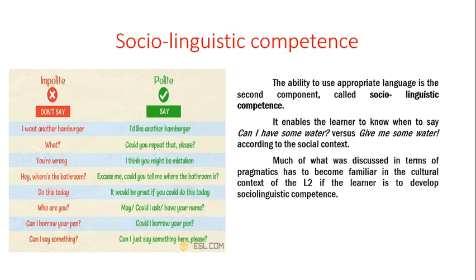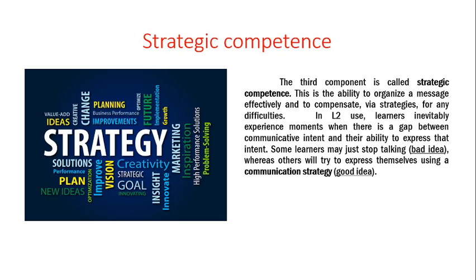It enables the learner to know when to say, "Can I have some water?" versus "Give me some water," according to the social context. Much of what was discussed in terms of pragmatics has to become familiar in the cultural context of the L2 if the learner is to develop sociolinguistic competence. The third component is called strategic competence. This is the ability to organize a message effectively and to compensate via strategies for any difficulties.